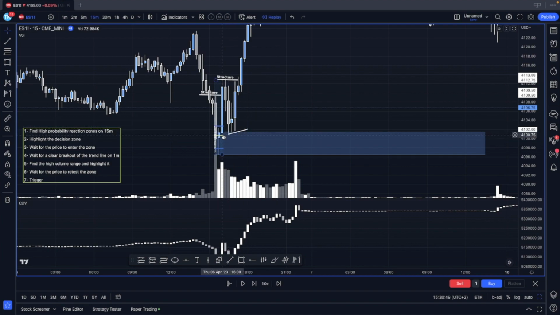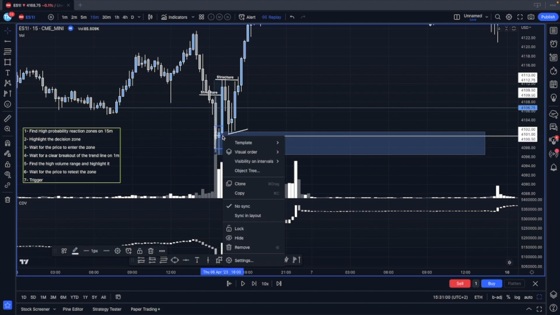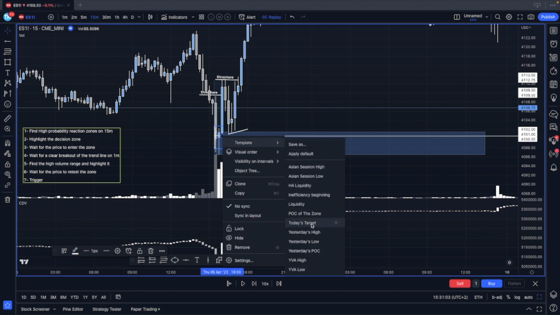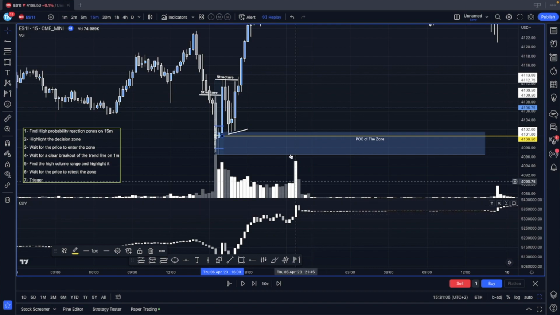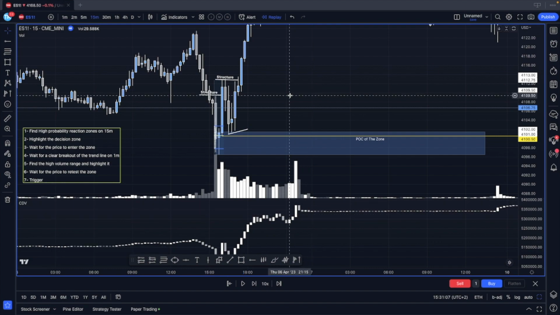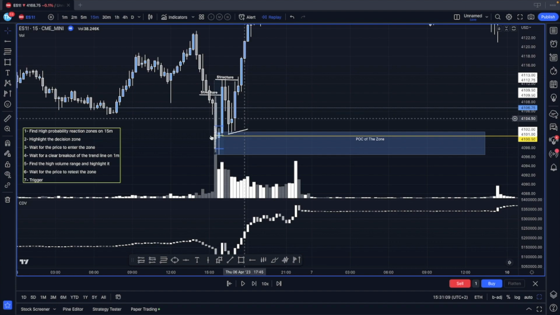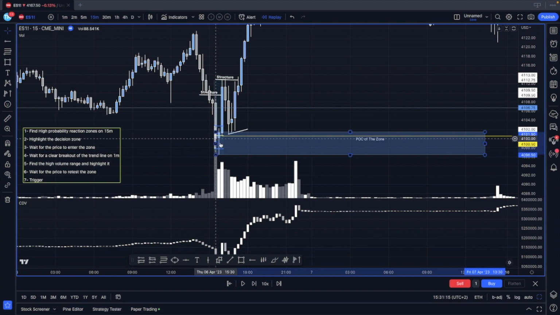Okay, as you can see, the POC, the point of control of this emission of this zone, is not being tested yet. Okay, so this is going to be tested. Okay, so this is very important. Highlight the decision zone is a key of this strategy.